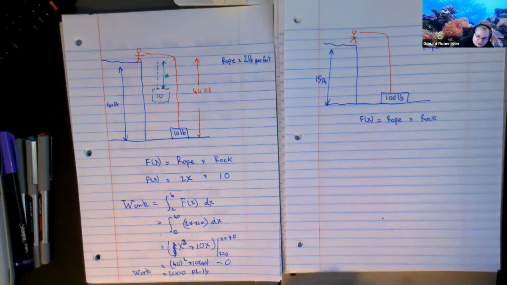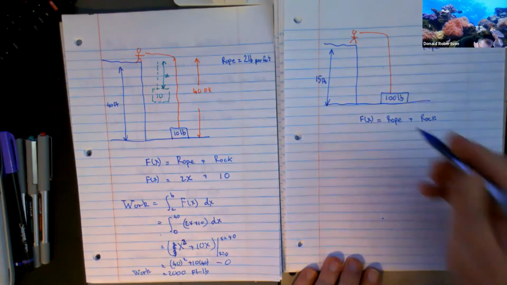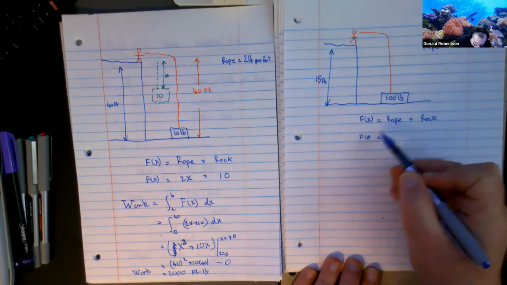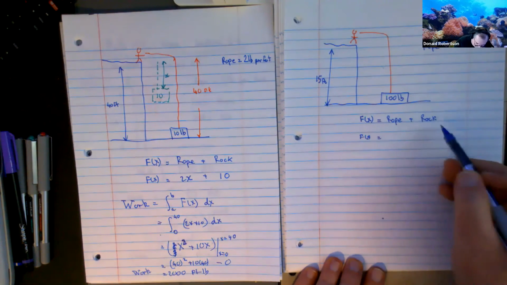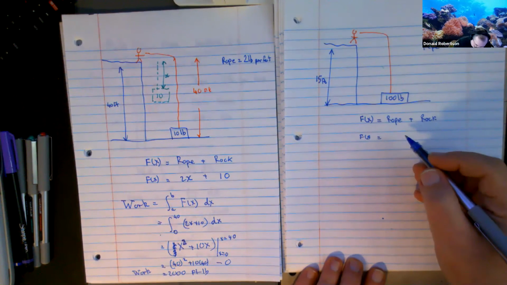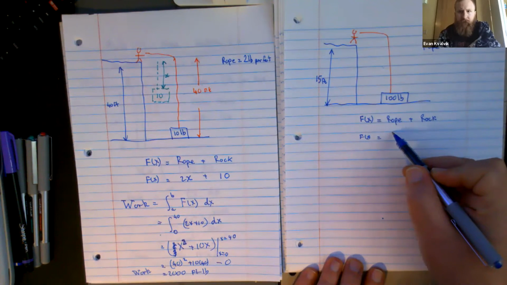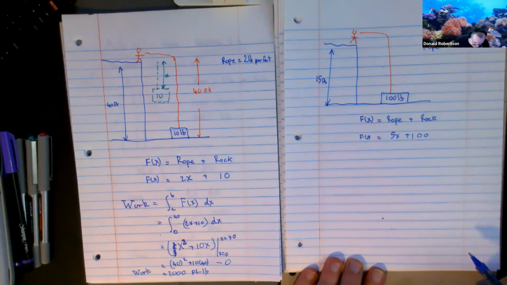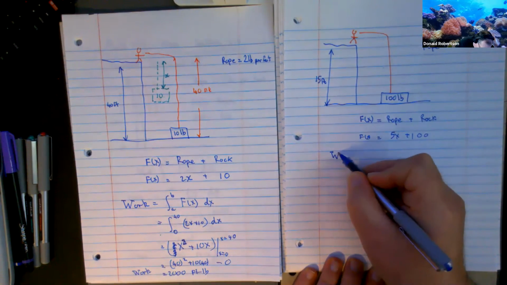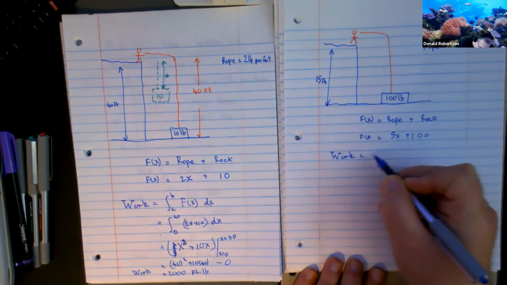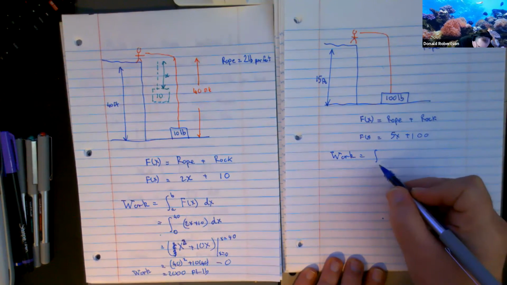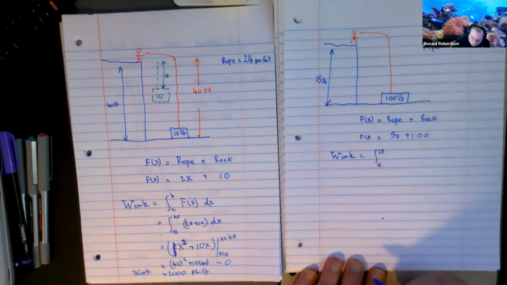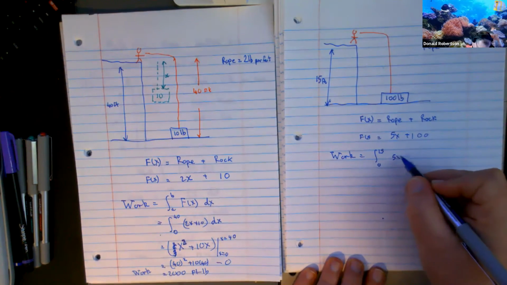Okay, let's get this show on the road. What is the force function in this story then? What's the rope plus rock look like? I got 5x plus 100. I agree, that's what I would have got. And so the work done is going to be the integral from, would you agree, 0 to 15? That's where those numbers go. The force function.